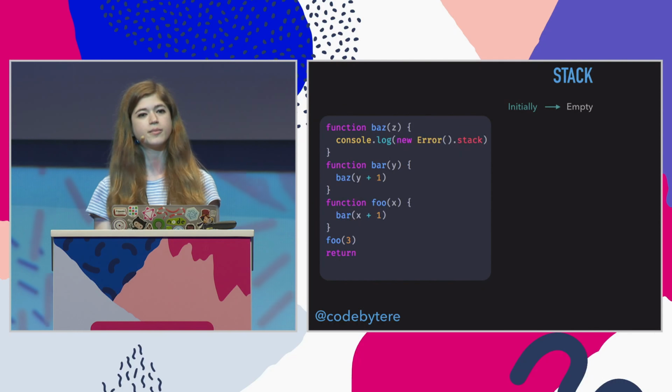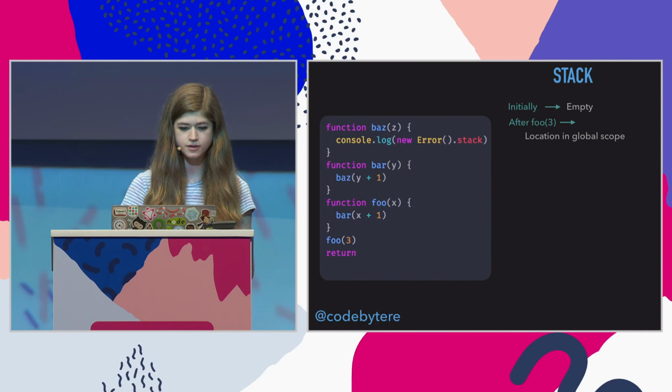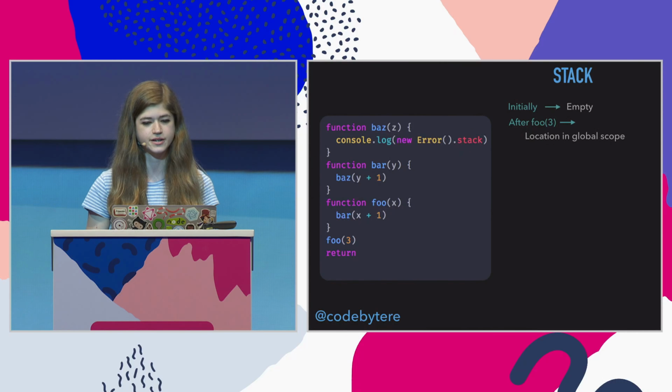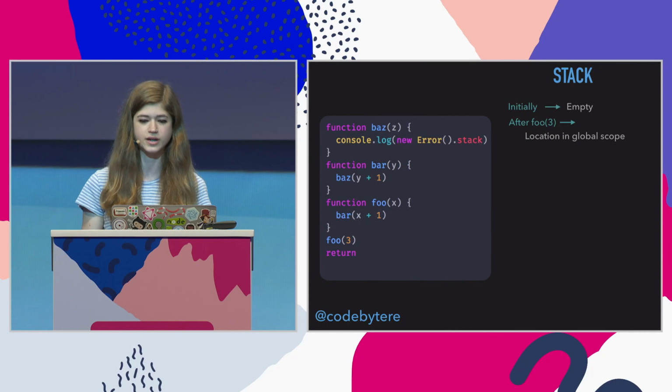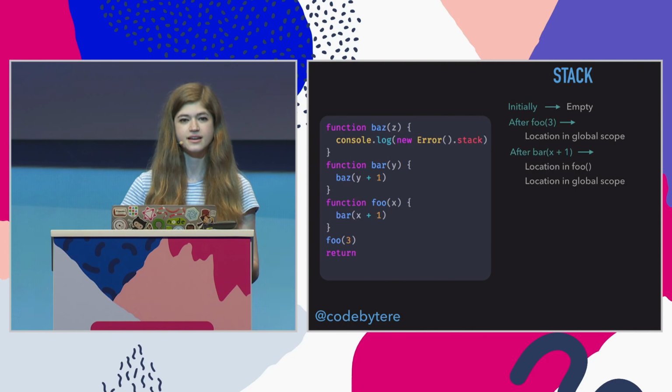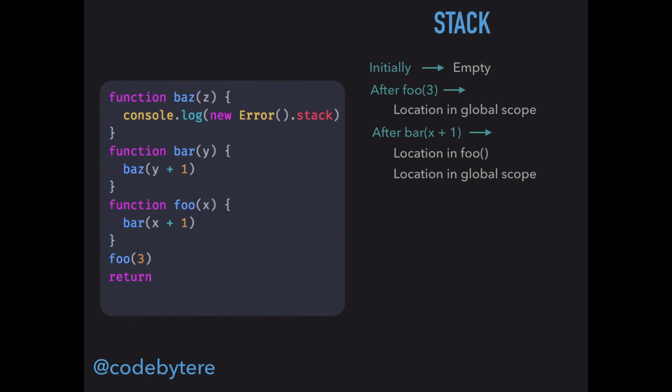Initially, when the program above is started, the call stack is empty. After foo is called, the stack has one entry, location and global scope, so that, as I mentioned before, foo knows where to return to when it's finished. Next, after bar is called, the stack has 2 entries. It's now stored the location that bar needs to return to when it's finished executing, in addition to global scope. The trend continues as baz is called, and the stack now contains baz's return address, as well as the previous return addresses from previous function calls.